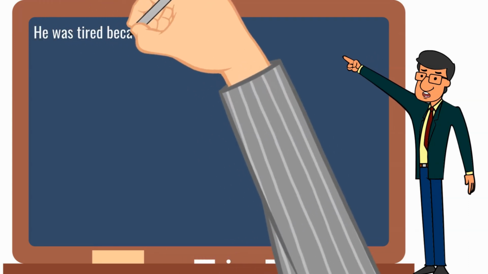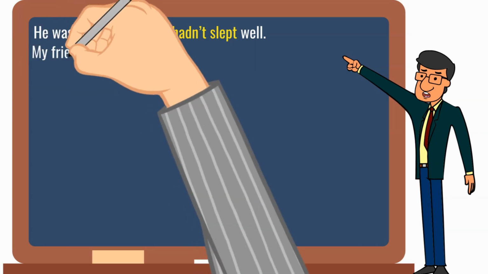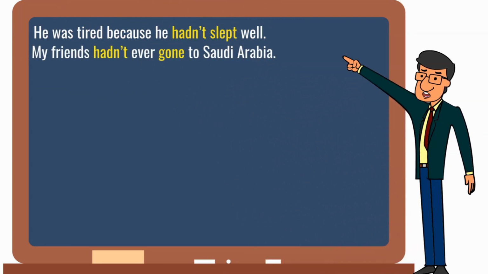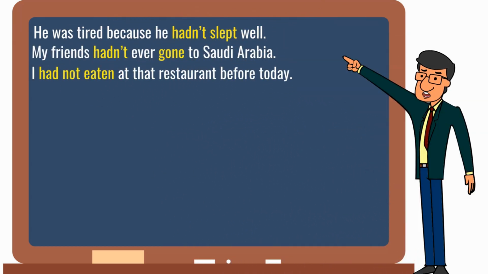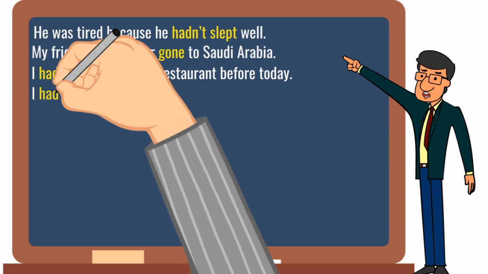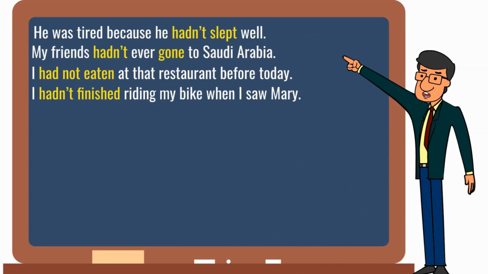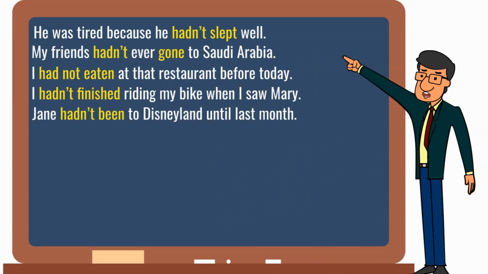He was tired because he hadn't slept well. My friends hadn't ever gone to Saudi Arabia. I had not eaten at that restaurant before today. I hadn't finished riding my bike when I saw Mary. Jane hadn't been to Disneyland until last month.